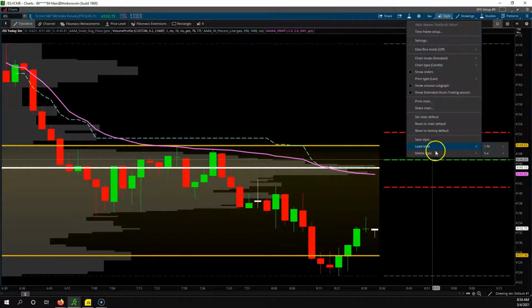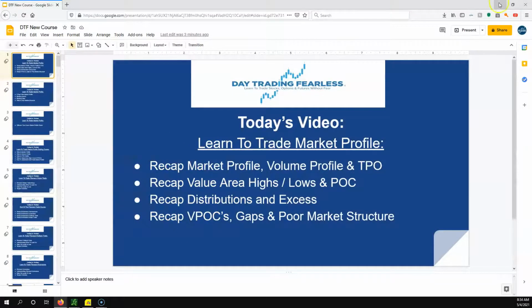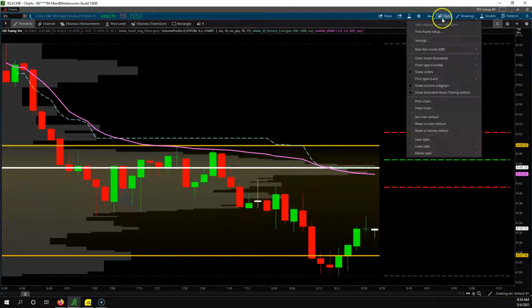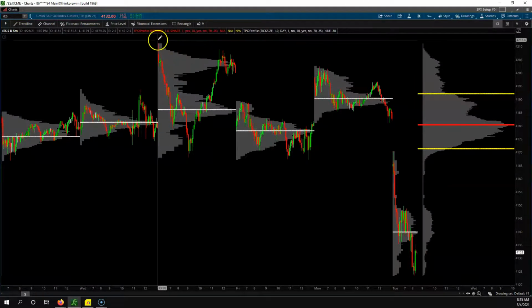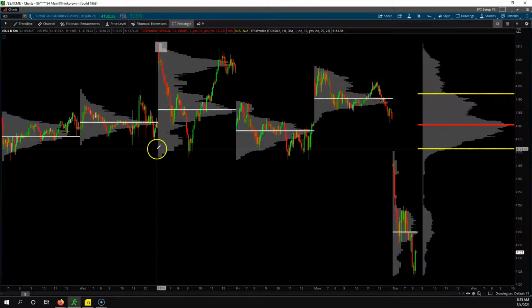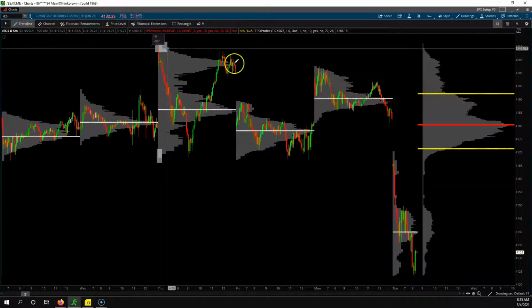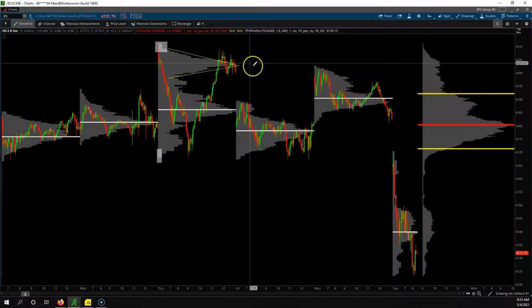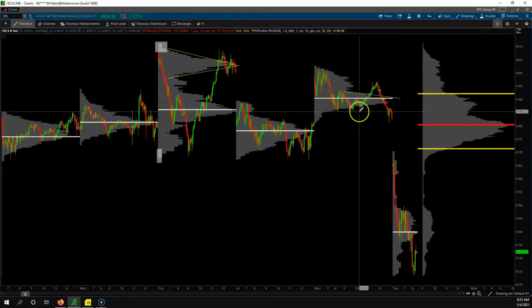Let's go to the next thing, recap of distribution and excess, right? Let's go back to this chart. Okay, our 5-day. And remember, excess is just this, right? Where we have excess to the upside, excess to the downside, okay? And then your distributions are these really clean bell-shaped distributions. If you put it on its side, it'll look like a bell shape, and they're very clean.